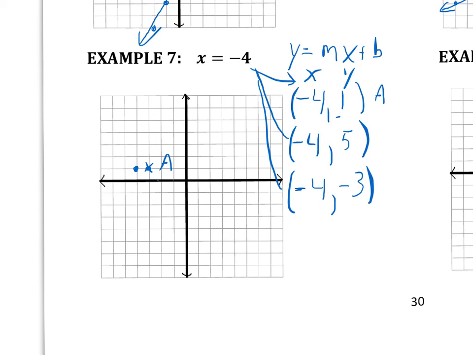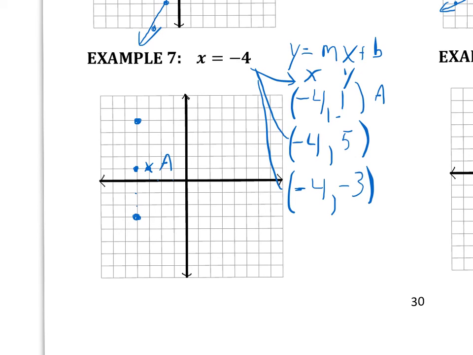And then negative 4, 5. So I go left 4 and then up 1, 2, 3, 4, 5. I don't know, you guys are counting, saying, did you do it right? I think I did. And then the other one, negative 4, and then down 3, because it's negative 3. So negative 4 and then down 1, 2, 3.